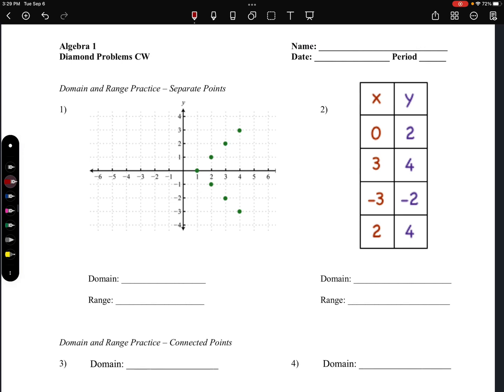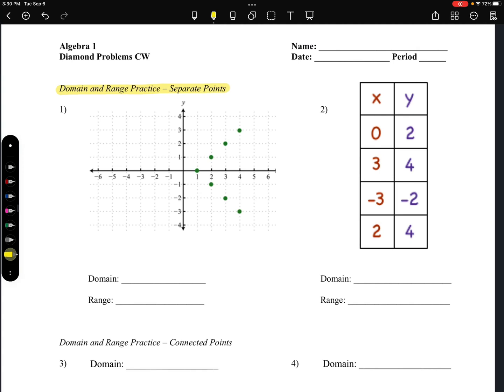To start out with this lesson, we did a quick little review on domain and range, which we had practiced yesterday. So we'll do a little bit of practice here right at the beginning. If you want to go ahead and pause the video, you could do that and then fast forward through to check to see if you get them correct. But the first directions state that domain and range with separate points. So we're going to just look for the domain and range on a graph and a table, and each of them have just separate points.